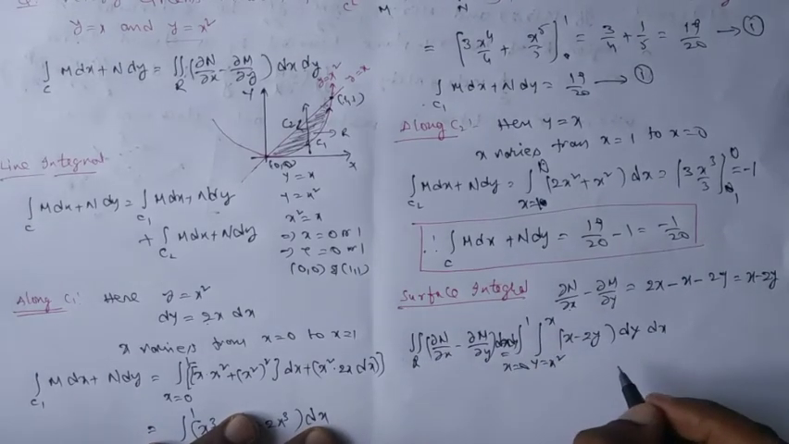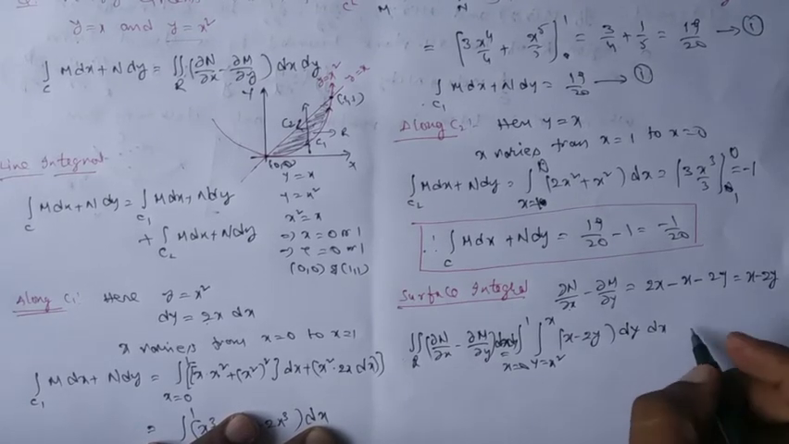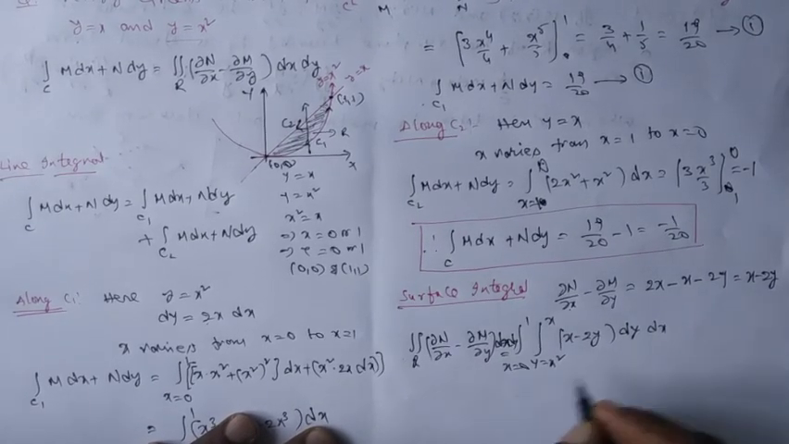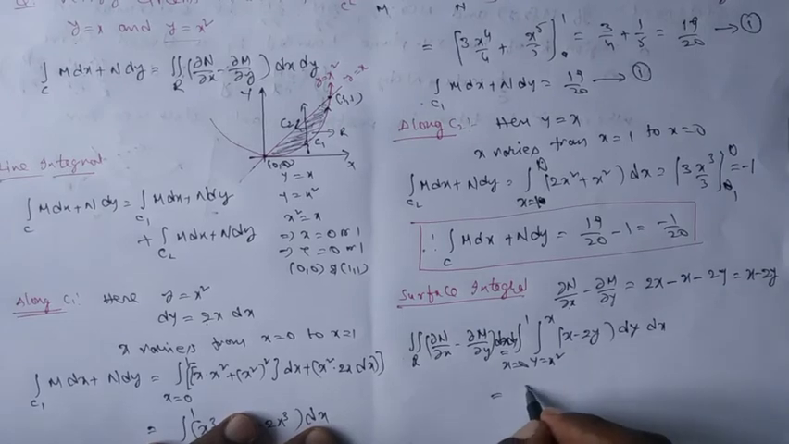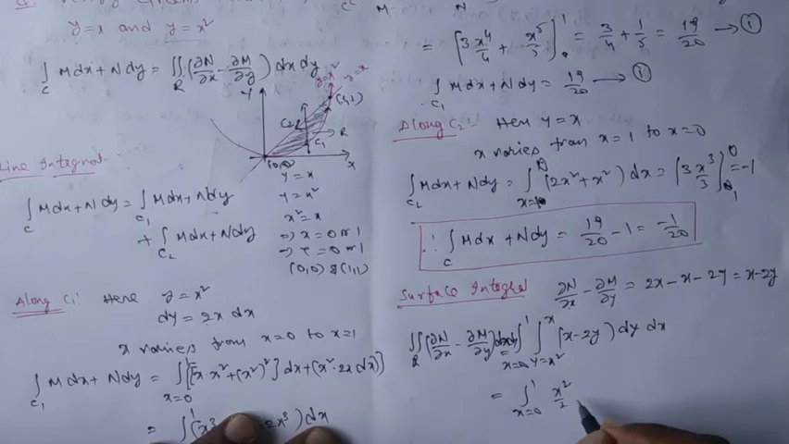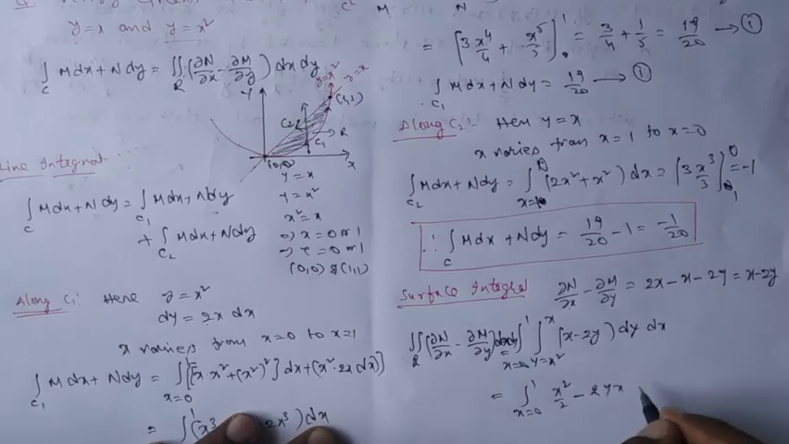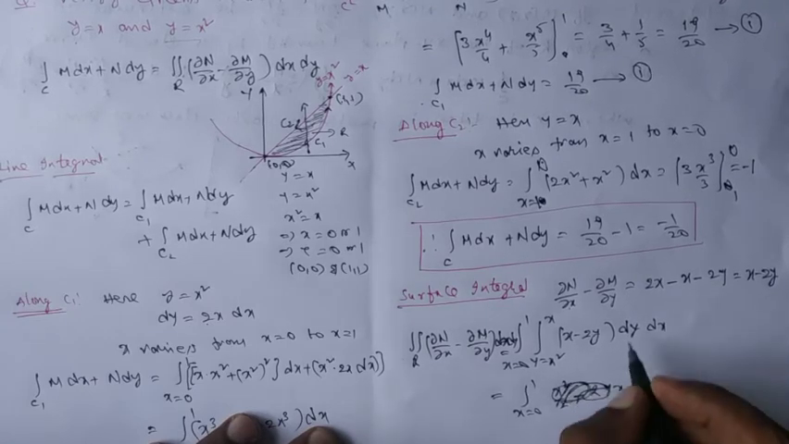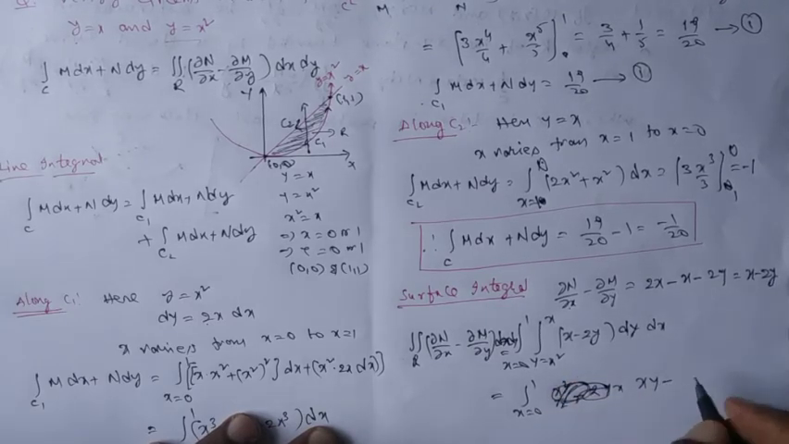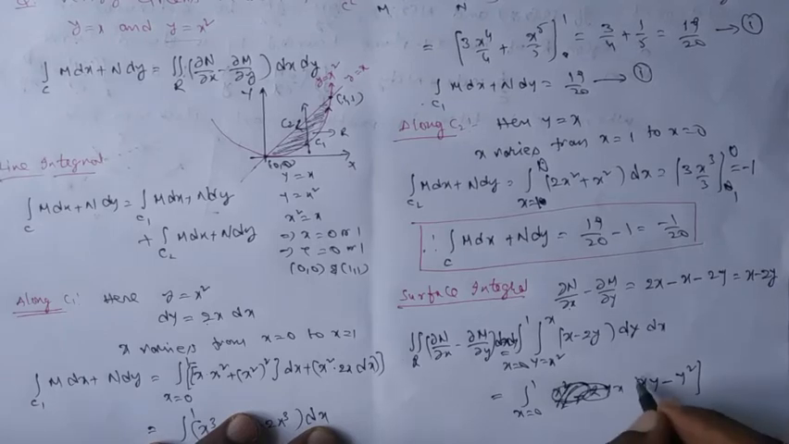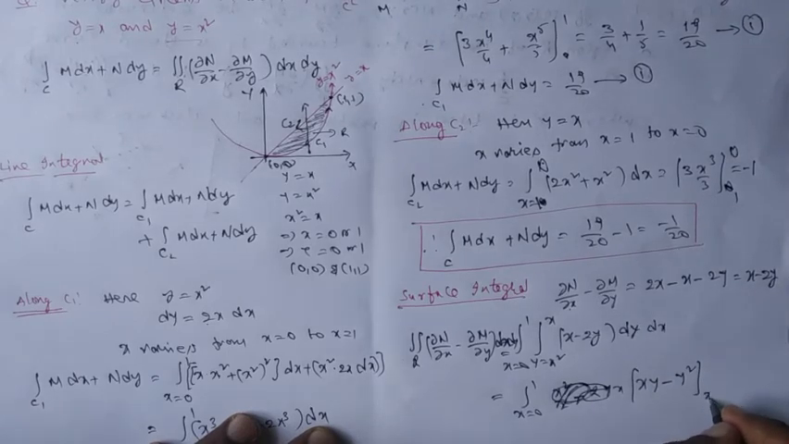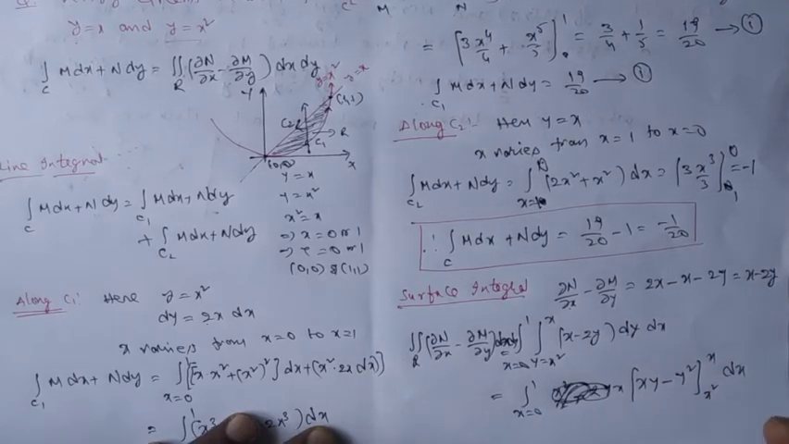Sorry, here I make a small mistake and try to understand it. This value is equal to, I am just evaluating the integration here. Integral x equal to 0 to 1, evaluated, it is x square by 2 minus 2 times y into x. Sorry, we are taking integration with respect to y, so it is xy minus y square over the limits y equal to x square to x, whole dx.